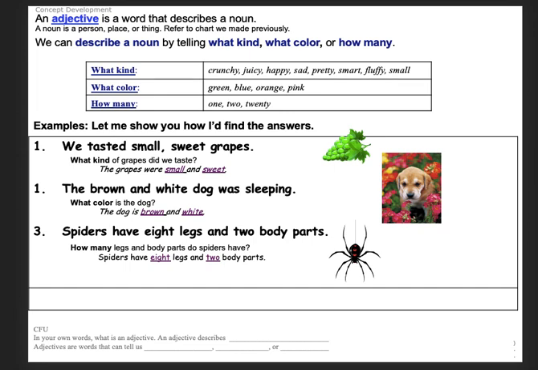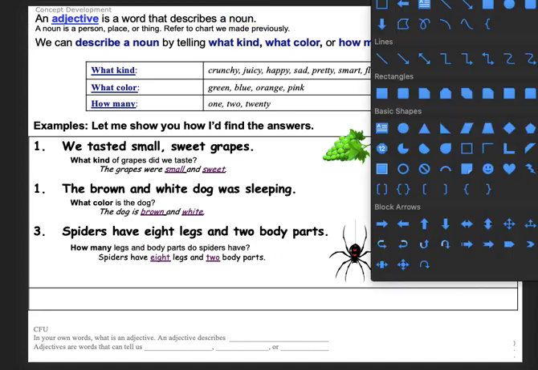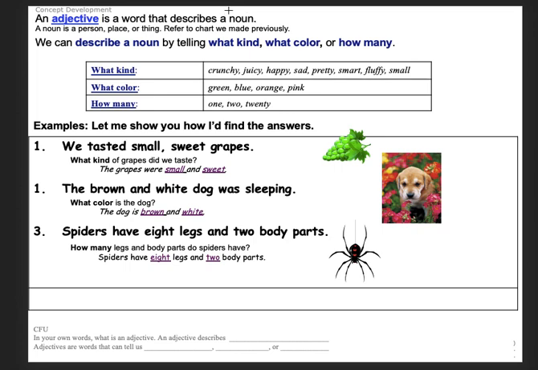An adjective is a word that describes a noun. So we need to know what a noun is. So right here, noun is a word that a second grader and a third grader should know. A noun is a person, a place, or a thing. And if you can identify a noun, you need to be able to describe it. We can describe a noun by telling what kind, what color, or how many.